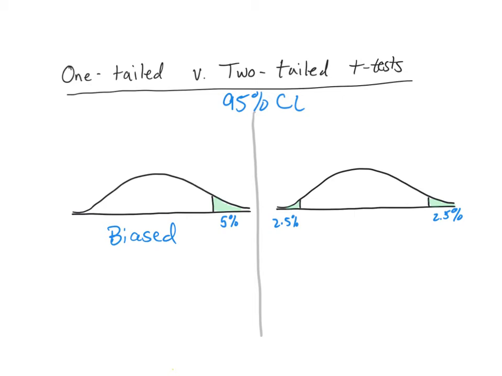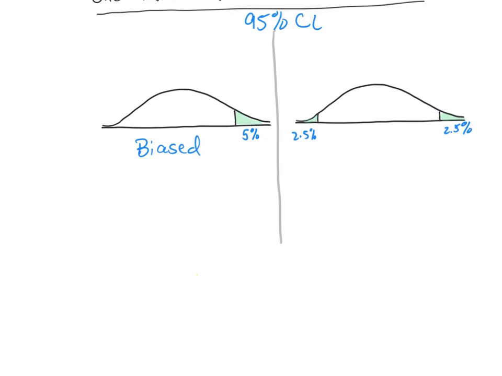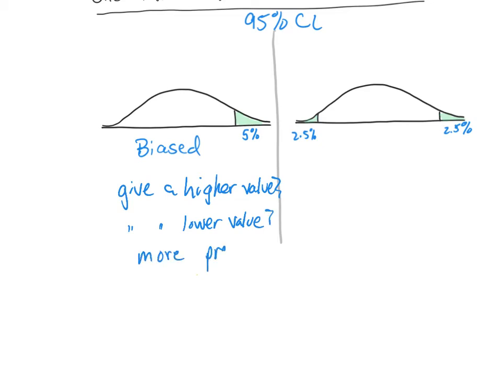A one-tailed test is going to ask a biased question, and it's going to sound something like this. Does method A give a higher value? Does it give a lower value? Is it more precise or more accurate?